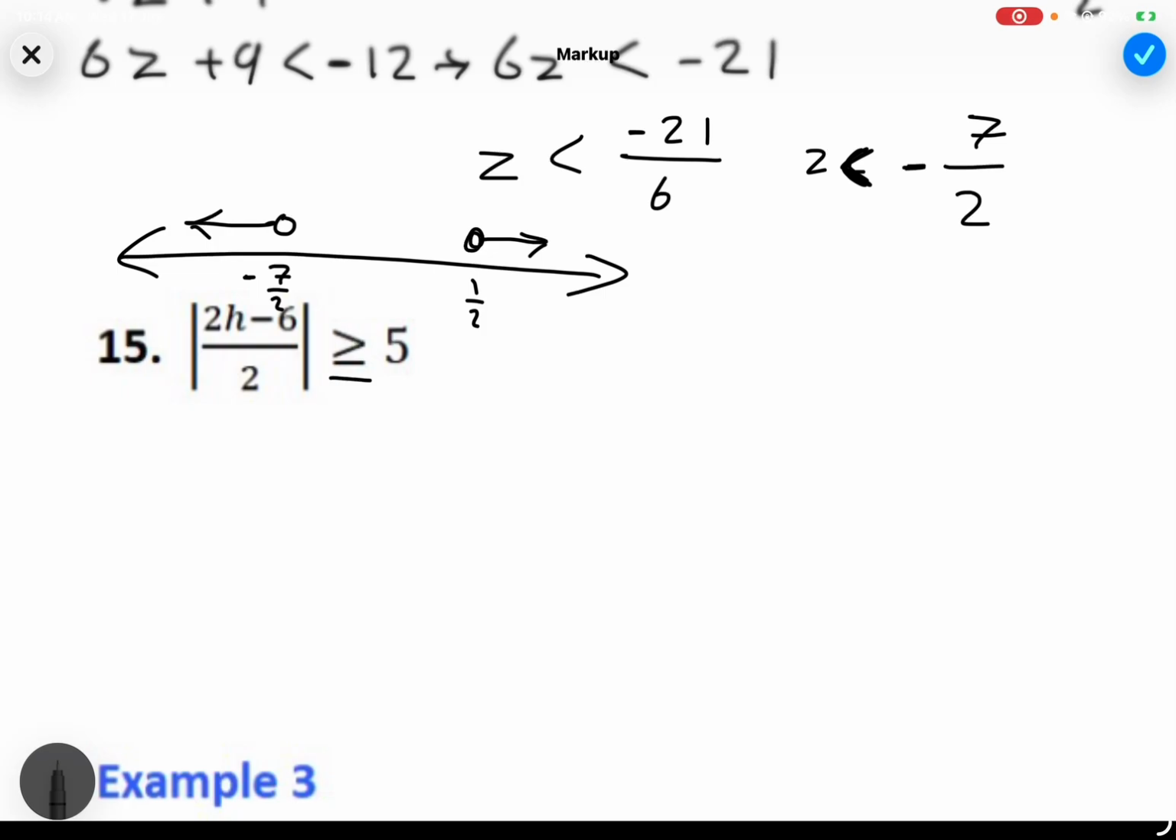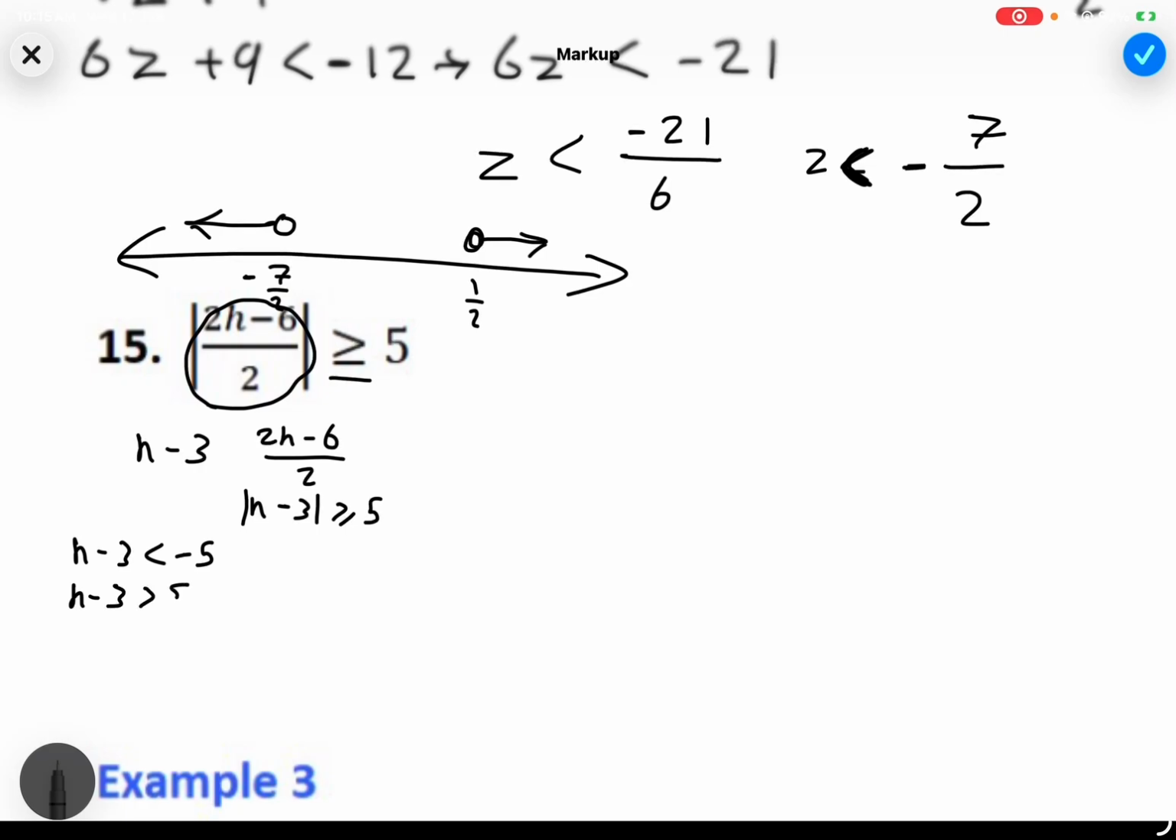So first you have to simplify this thing, and you just divide the whole top part by 2. You just get h minus 3. Do you understand how I did that? You just do 2h minus 6 divided by 2, and you get h minus 3. So the absolute value of this is greater than or equal to 5. Meaning it's h minus 3 less than or equal to negative 5, or h minus 3 greater than or equal to 5.